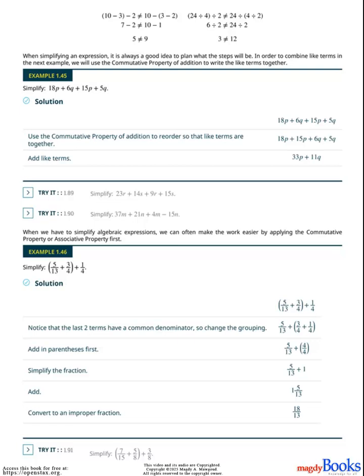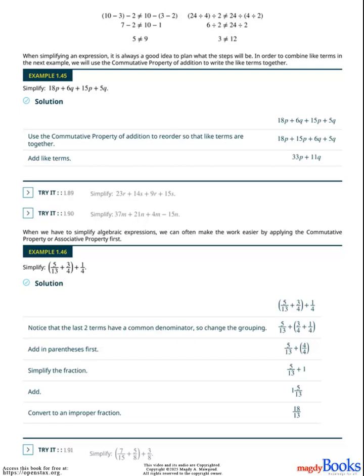When simplifying an expression, it is always a good idea to plan what the steps will be. In order to combine like terms in the next example, we will use the commutative property of addition to write the like terms together. Example 1.45. Simplify. 18p plus 6q plus 15p plus 5q.